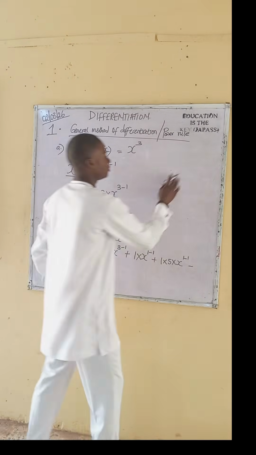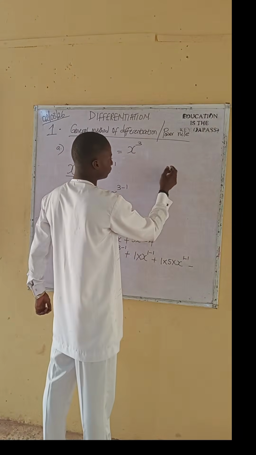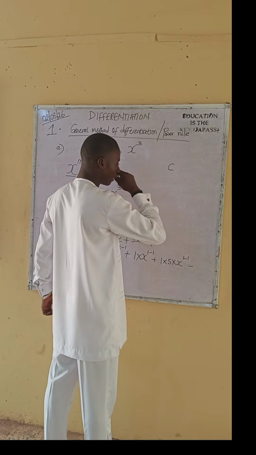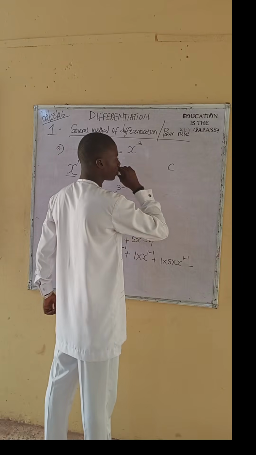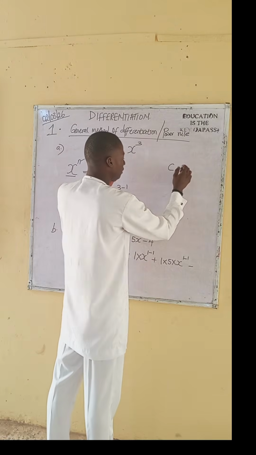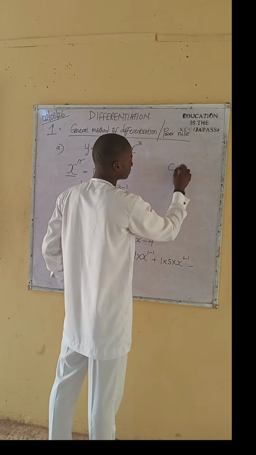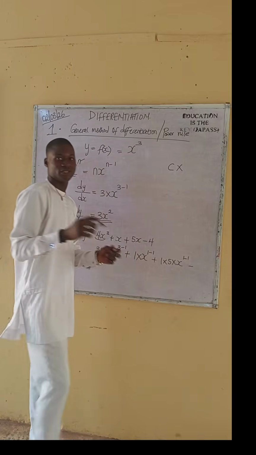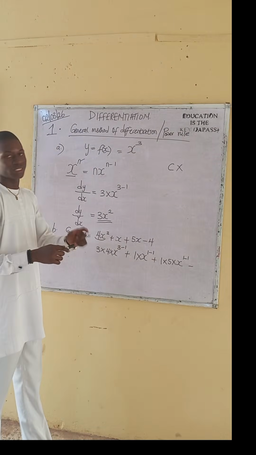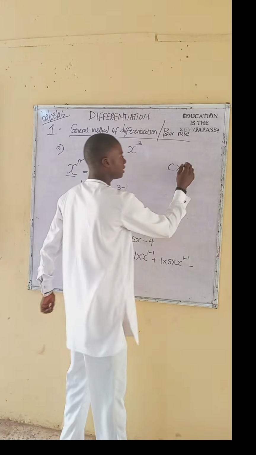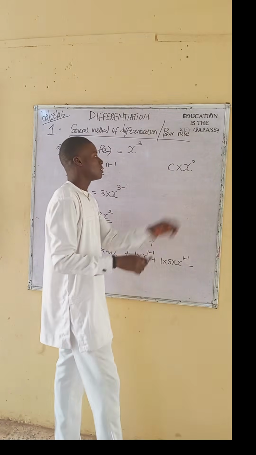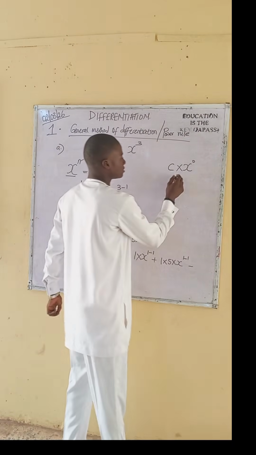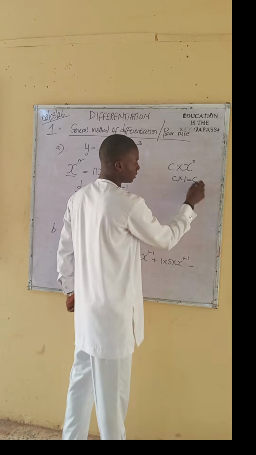So now let's assume we have a function, let's say c. This is the function we have to differentiate. Before you differentiate, it must have a variable attached. I know that x raised to the power of 0 is 1, right? So this is nothing but saying c times 1, which is equal to c, right?